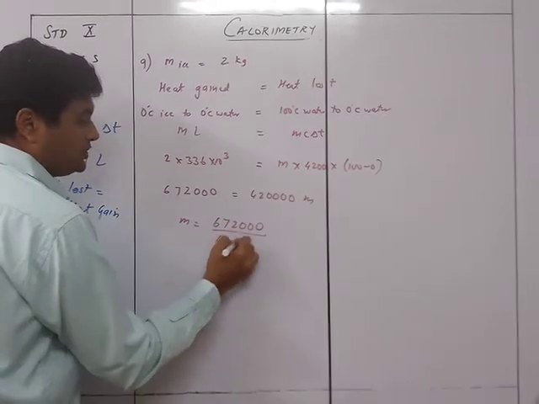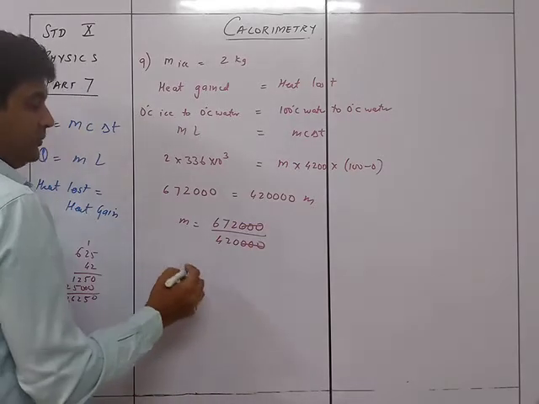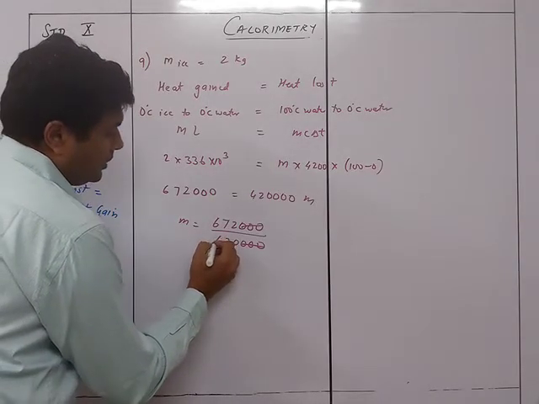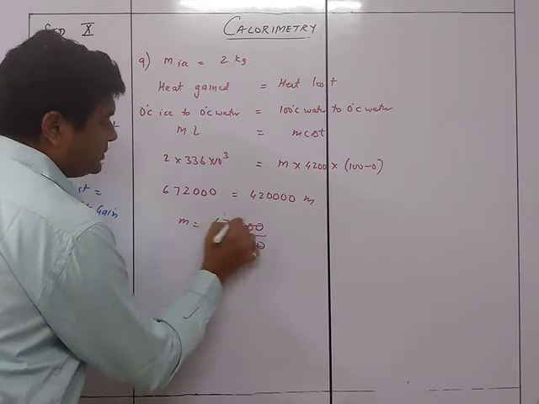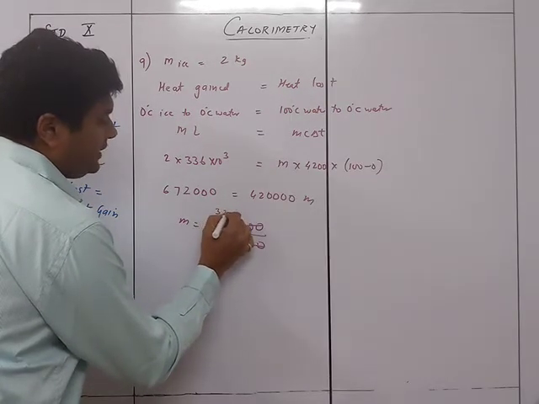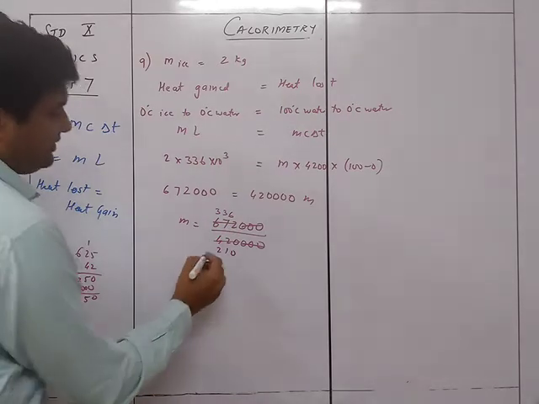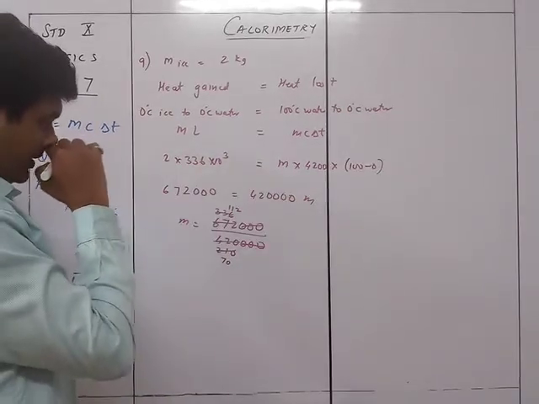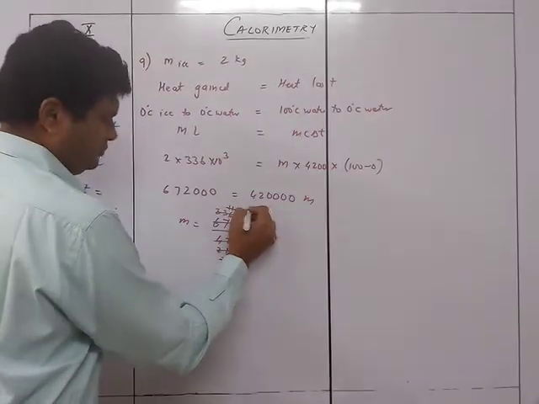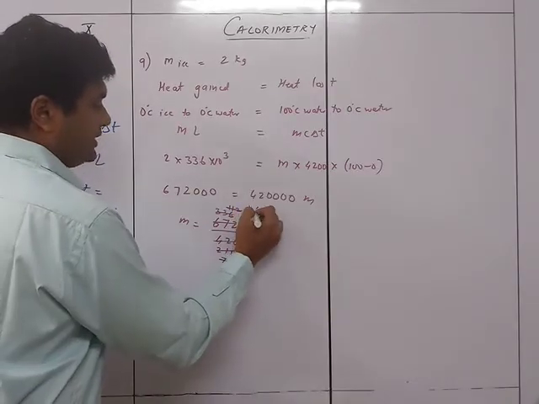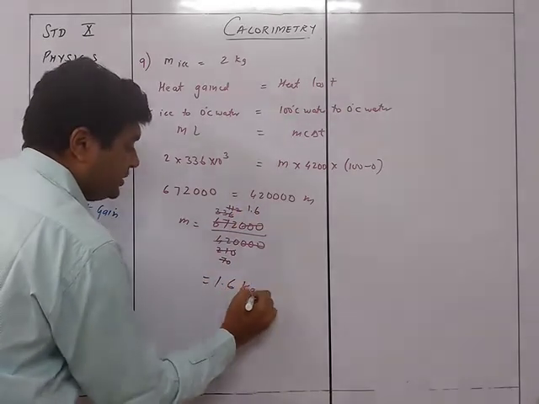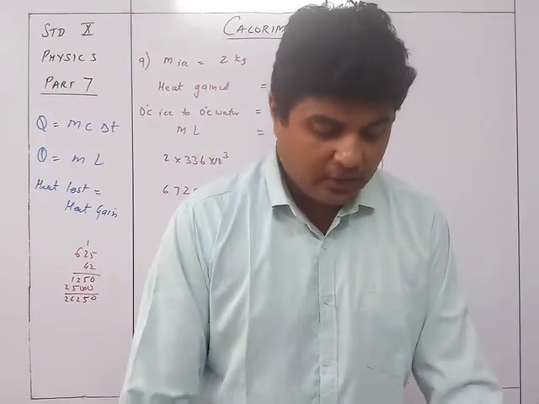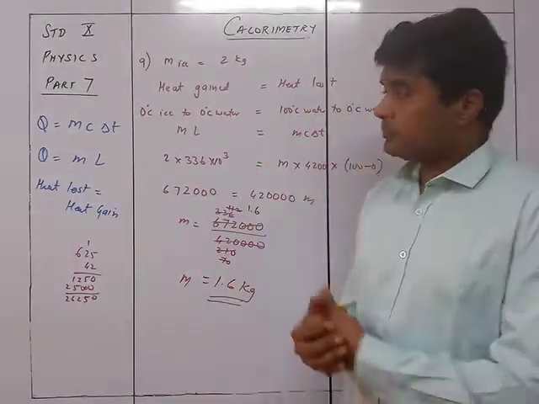So m will be equal to 672000 upon 420000. This gets cancelled. Now we can take the division. We'll take it as 210 and 336. It will be divisible by 3, so 3 will be 70 and this will be 112. And then we divide by 7. 7 1 is 7 and 7 16 is 112. So it is equal to 1.6 kg. So the amount of water required will be 1.6 kg. So 1.6 kg of water will be required to melt this particular block of ice.